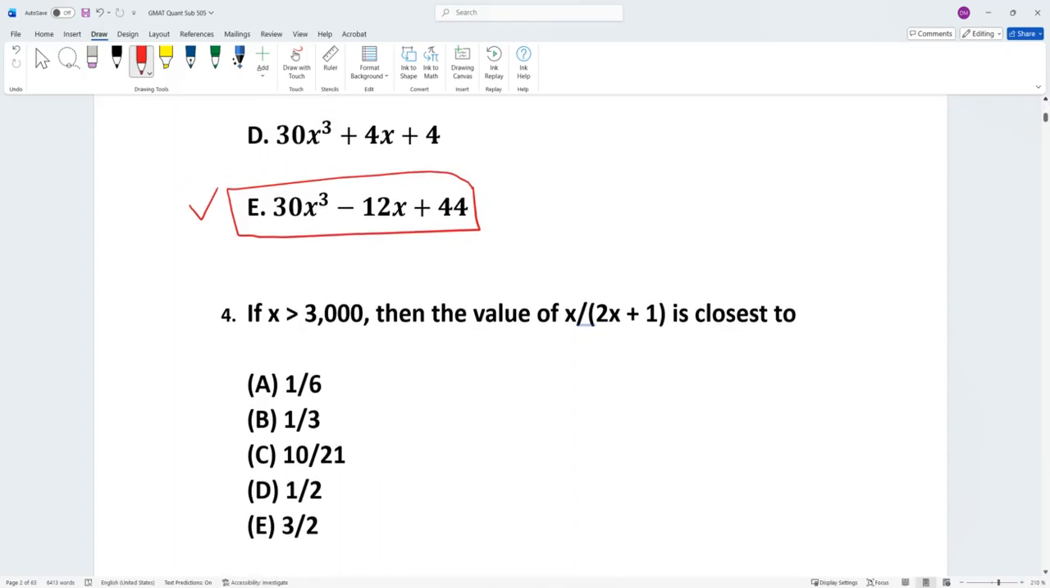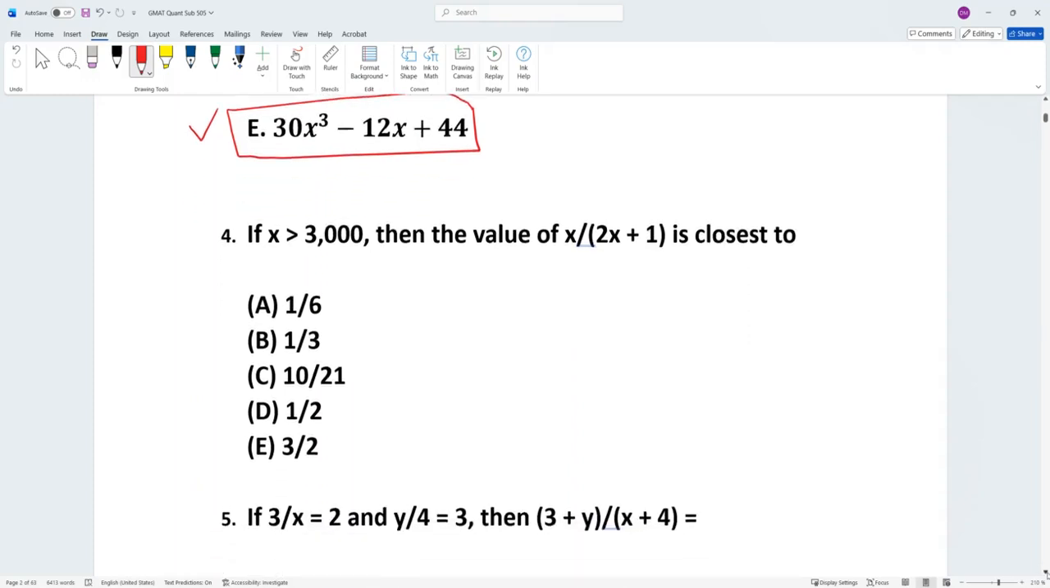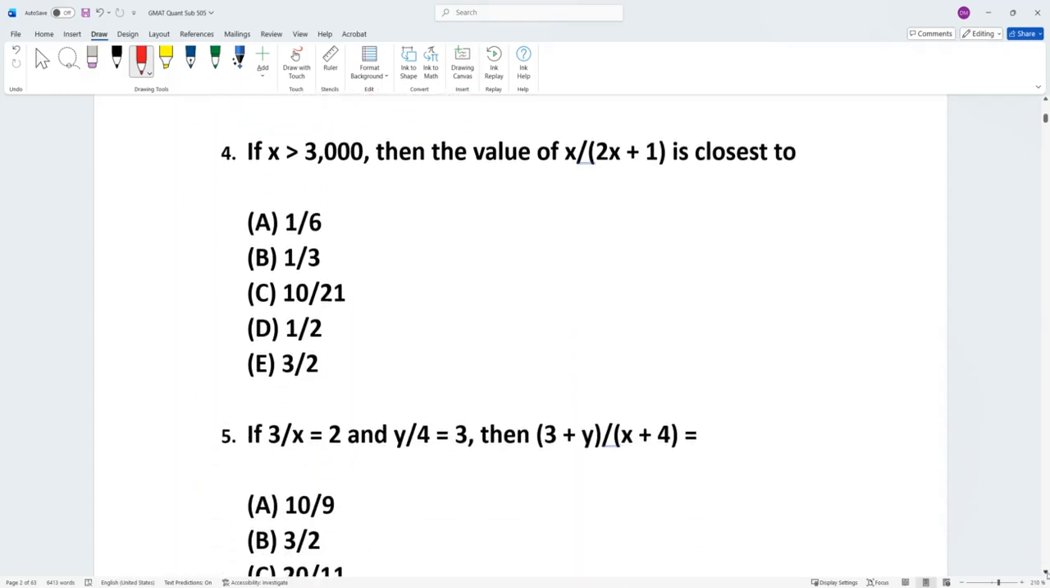So let's come to this question. Let me just move it up. Question number 4 here. It says if x is greater than 3,000, then the value of x over 2x plus 1 is closest to which of the values, the answer choices that we have here.